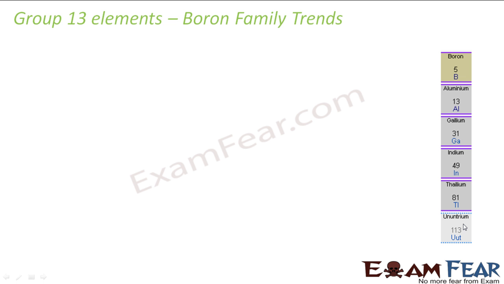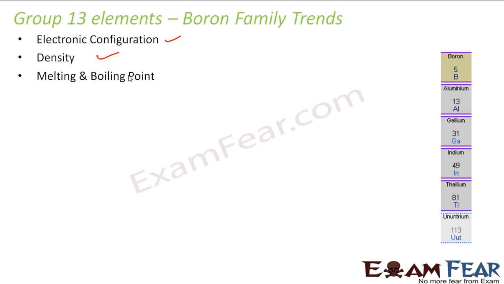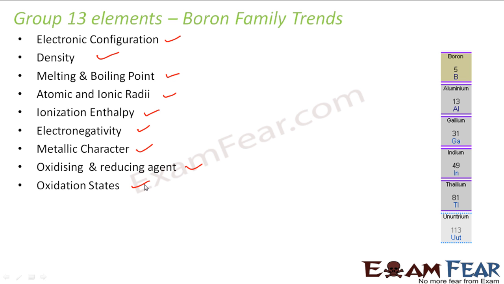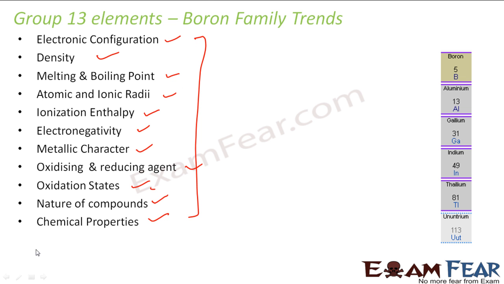Let's talk about the group 13 elements, the boron family, the trends. We will talk about the electronic configurations of the boron family, the density, the melting and boiling point, the atomic and ionic radii, the ionization enthalpy, electronegativity, the metallic character, the oxidizing and reducing agents, the oxidation states, the nature of compounds, and also the chemical properties. So we'll talk about all these trends for the boron family now.